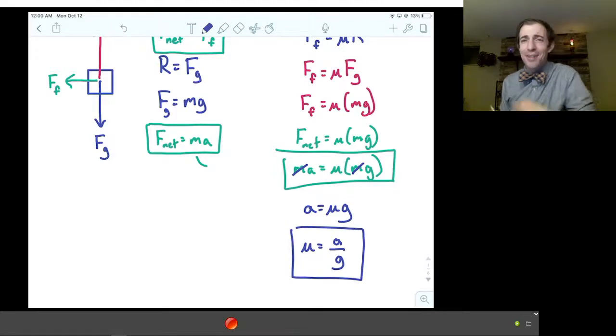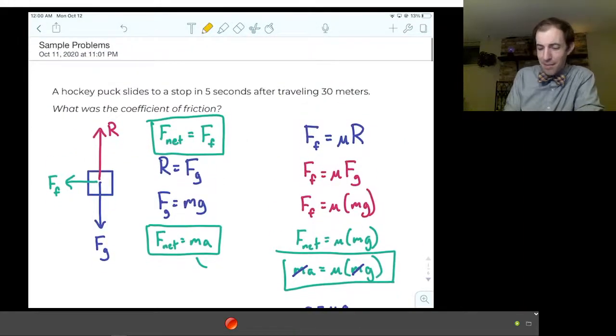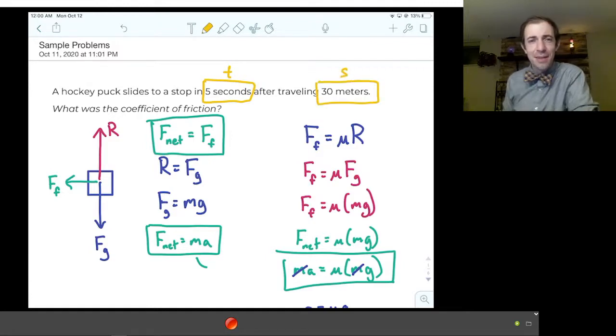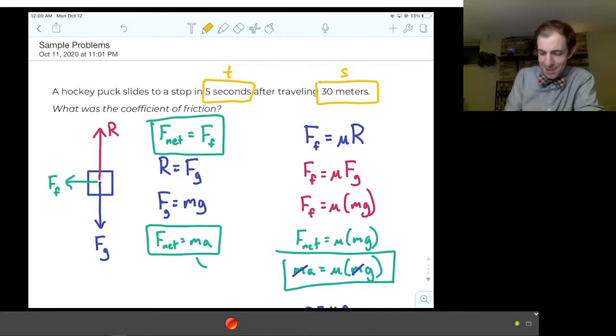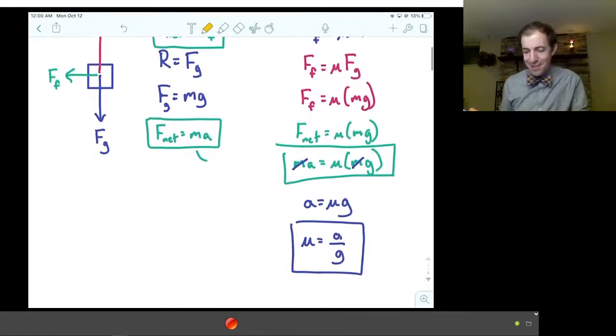But of course, I know gravity, I don't know the acceleration of the puck yet, unless I look back on my problem. I know that the time is t, 5 seconds, the displacement, s, is 30 meters, and it comes to a stop. So that means that v is 0. So this is a SUVAT problem. I want to solve for acceleration.